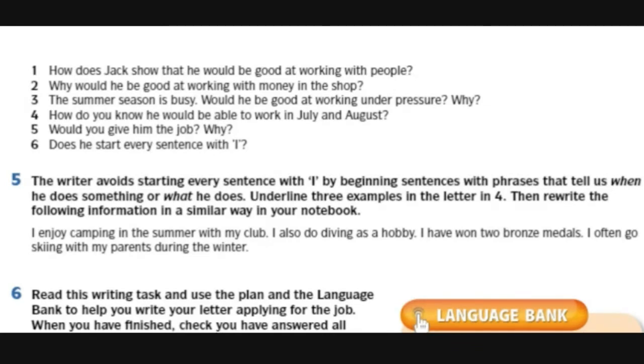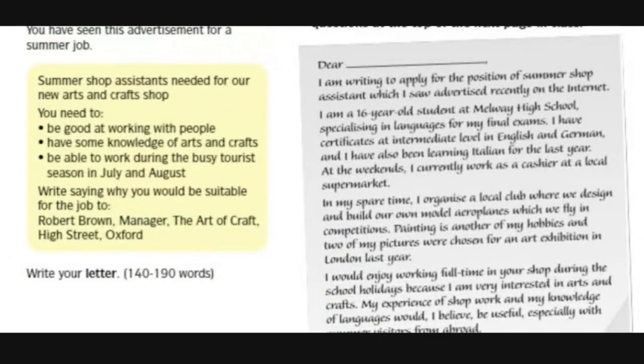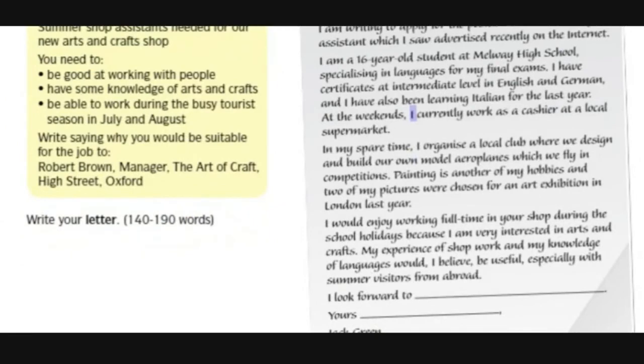All right, last one. Does he start every sentence with I? No. Okay. Let's look at the sentences. The first sentence he starts with I, and then he says, I am 16 years old. I have this certificate. Now here, at the weekends, I currently work as a cashier. Okay, but he didn't start with I, he started with at the weekends. Here he starts with in my spare time. All right. And then here he didn't say my hobbies. He said painting. It starts with the hobby. Painting is another of my hobbies.